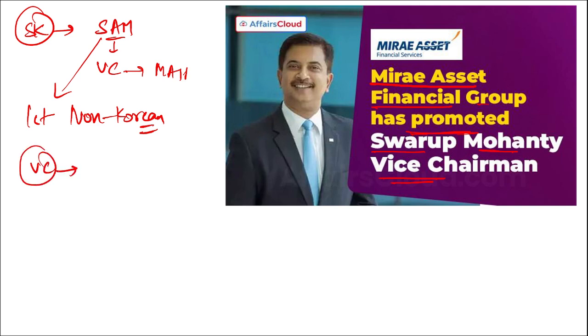Correct? Remember this. Then if we talk about Swarup Anand Mohanty ji, he has 2 decades of experience in the field of financial services, more than 17 years of experience in asset management sales, and he joined this asset management company as head of sales in July 2021. Previously, he also worked as the national sales head for retail India at Religare Asset Management Corporation. Correct? So now he has been appointed as the vice chairman of Mirae Asset Financial Group, and he will become the first non-Korean to be appointed to this position.